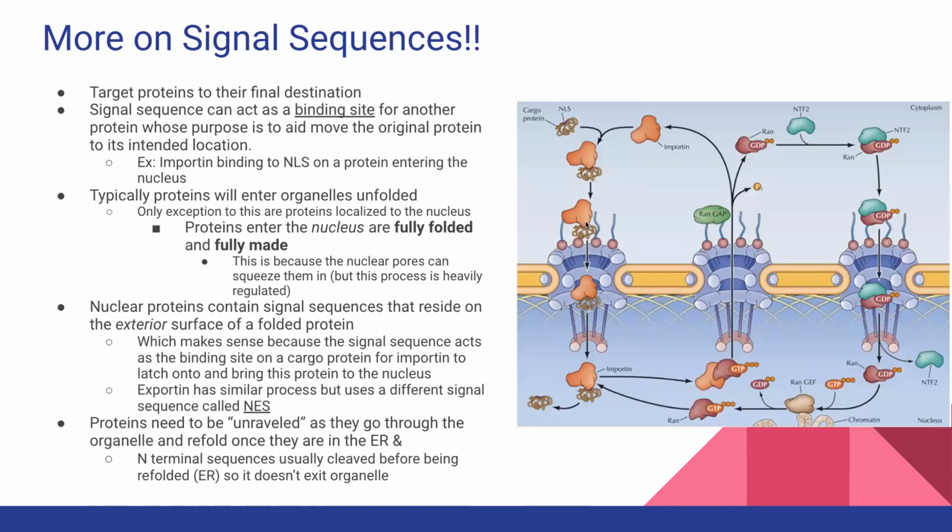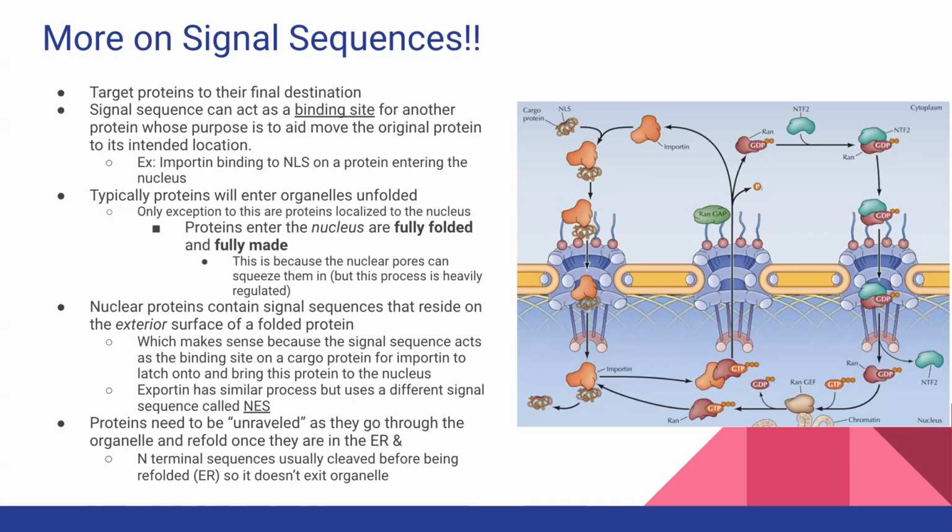This is a lot here. I'm not going to read through everything, just the main points. This is a little bit deeper on signal sequences. A signal sequence can act as a binding site for other proteins whose purpose is to move the original protein to its intended location. The example, which we'll go over more in depth later, is importin and exportin. Importin binds to the localization sequence for the nucleus, and exportin binds the exit sequence.